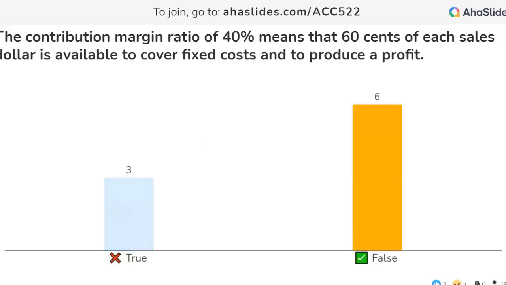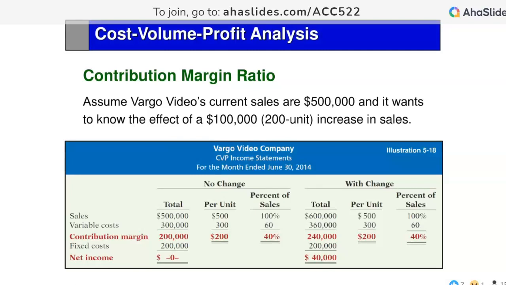Yeah, it's false. It's not 60% of each sales dollar that is available to cover the fixed costs. 60 cents is what the variable cost would be on each sales dollar. 40% is the amount available to cover the fixed costs. Okay, so now let's revisit all of this, and we can look at the changes.